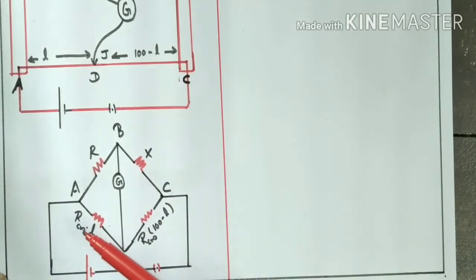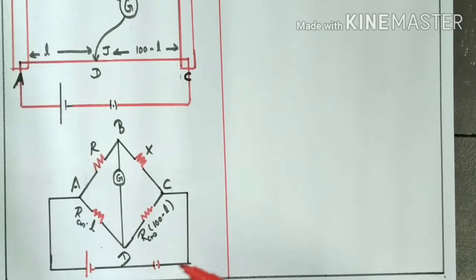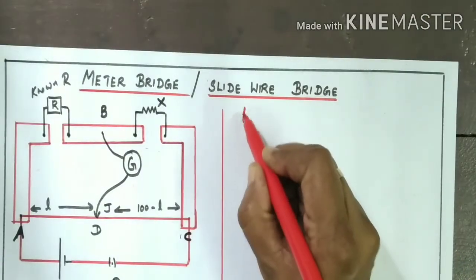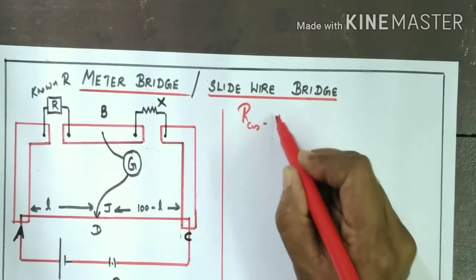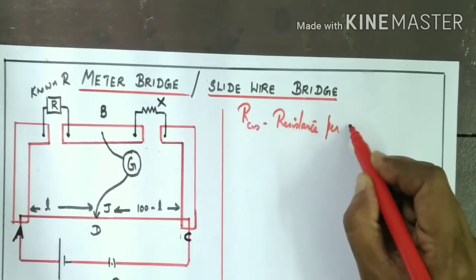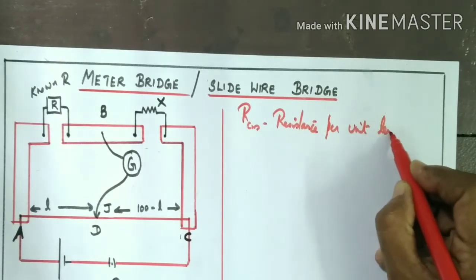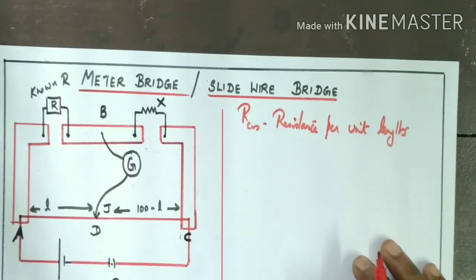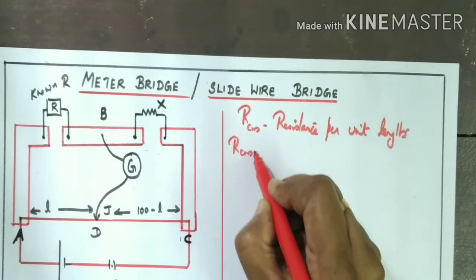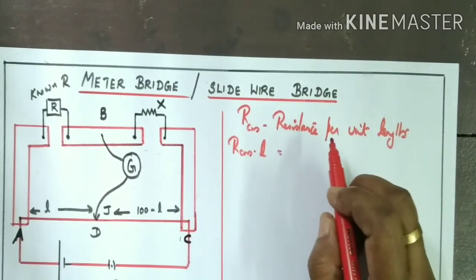Here I have written RCM into L. Why? Length is not a resistance. Length cannot be considered as a resistance, but length has some resistance. How does length have some resistance? Because we know, let RCM be the resistance per unit length. So unit length has resistance RCM. So what is the resistance corresponding to length L? That is RCM into L. So this acts as the resistance.